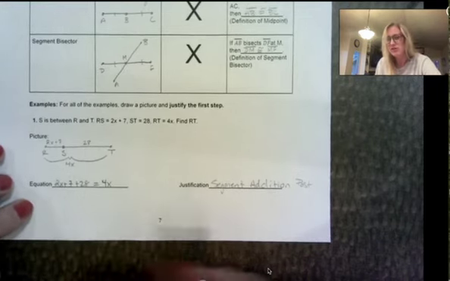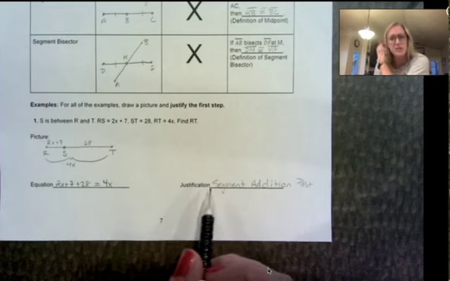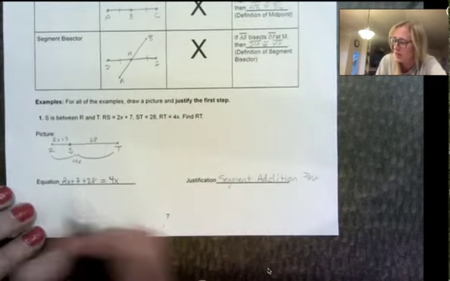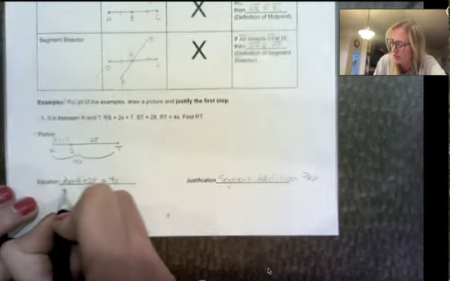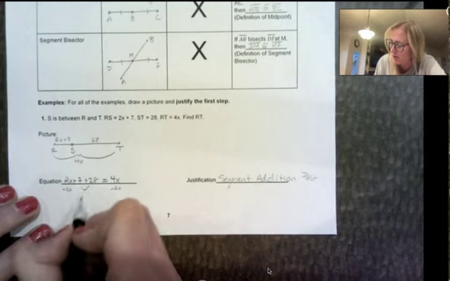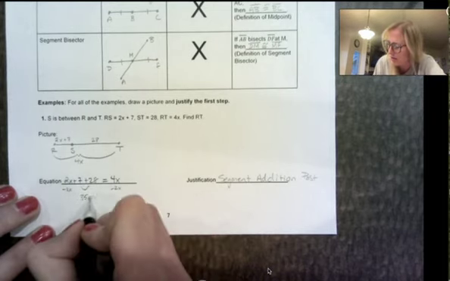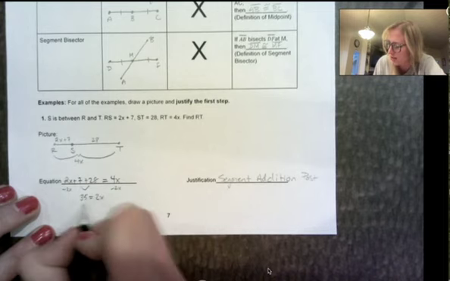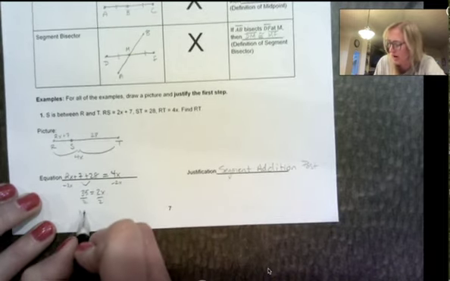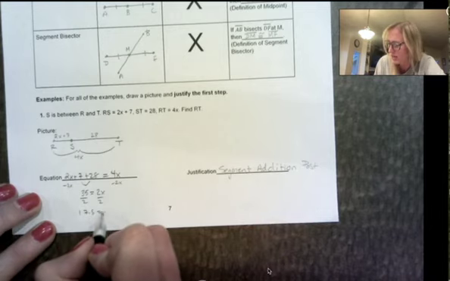Now they just asked me to justify the first step, so I'm gonna go ahead and finish solving here. I'm gonna combine some like terms and subtract 2x from both sides. So we've got 35, did I get that right? Yeah, 35 equals 2x, divide by 2. So 17.5 equals x.